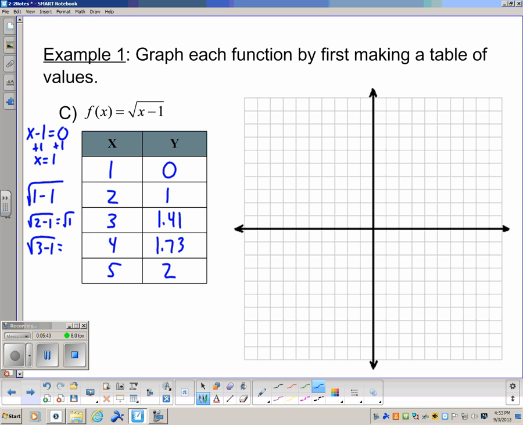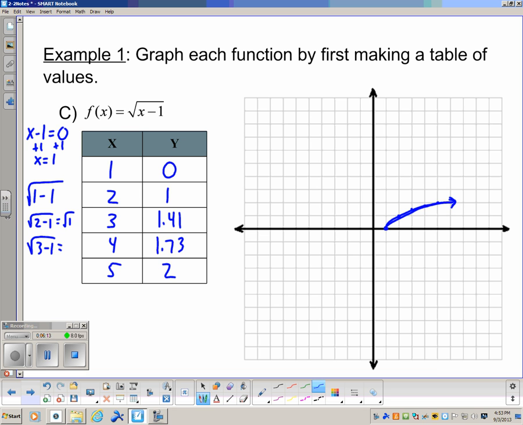So now I can graph them. 1, 0, 2, 1, 3, 1.4, and 4, 1.7, and then 5 and 2. So connecting those, one of those up and there. Kind of like half of a sideways parabola.